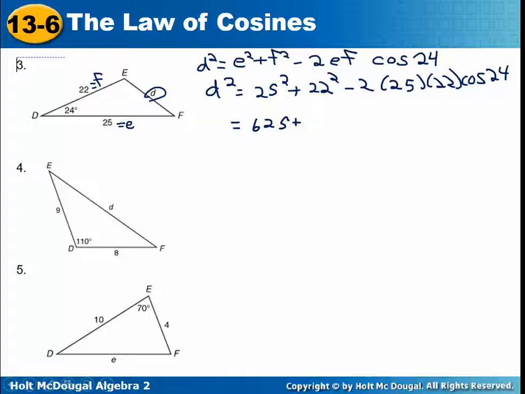22 squared, using my calculator here, is 484. 2 times 25 is 50. 50 times 22 is 1100 times the cosine of 24. You can also type all of this into your calculator at once, especially if you have one that shows your different parts, so you can type the whole thing in and see it.